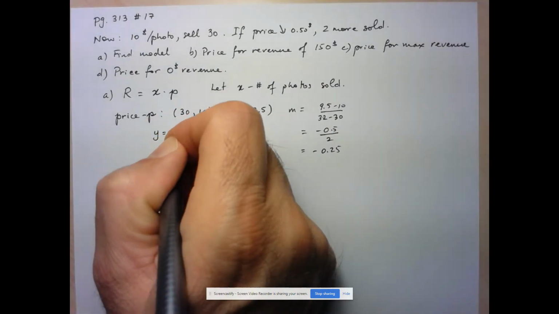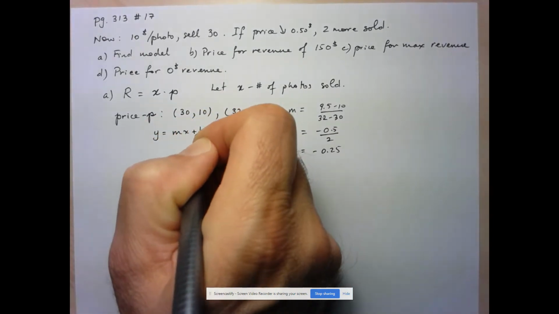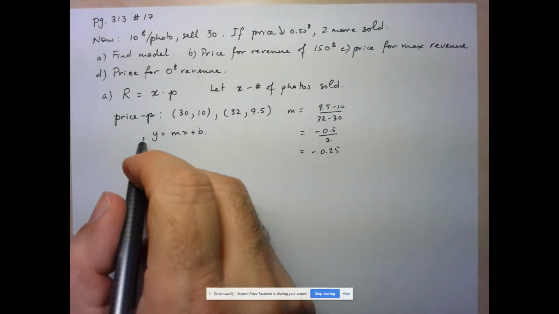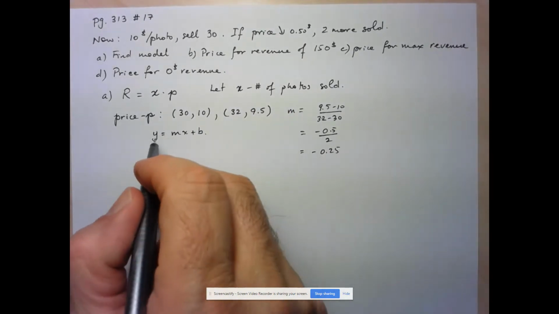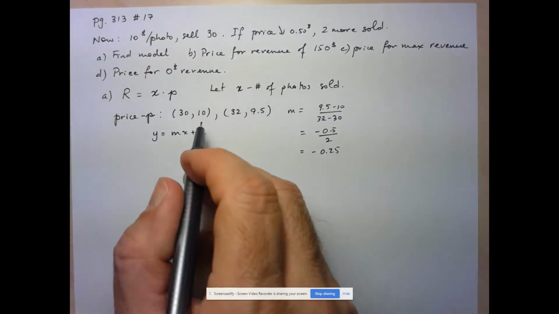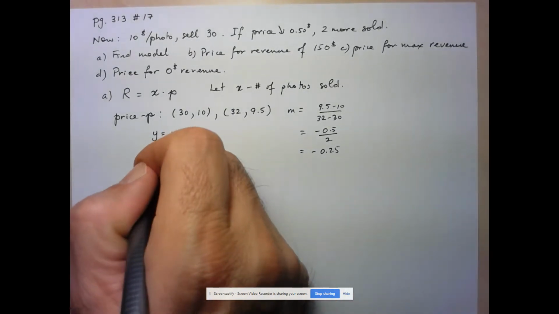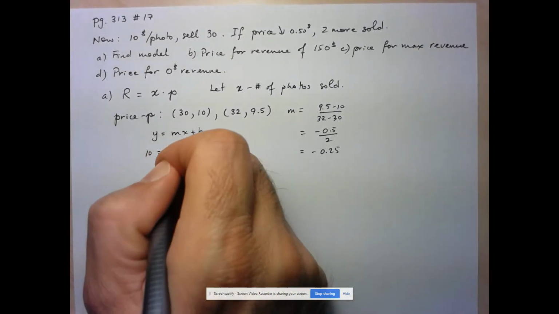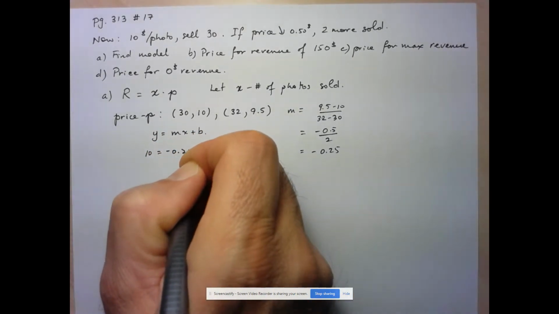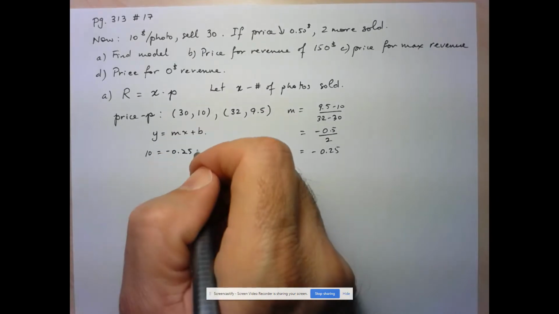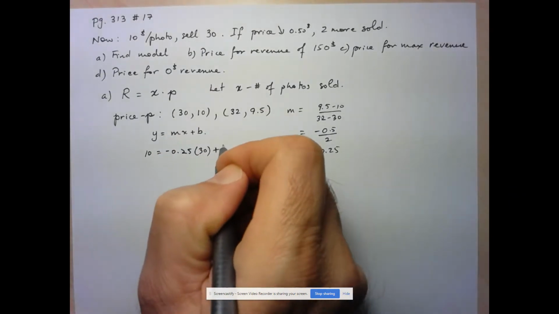Okay, so since it's linear, it's going to look like y equals mx plus b. Okay, I'm not going to worry that this really is P. I'm just going to use this as my model. So let's pick one of these points. This one looks a little easier. So when y is equal to 10, we found that the slope is negative 0.25. Okay, x is equal to 30, and then plus b.